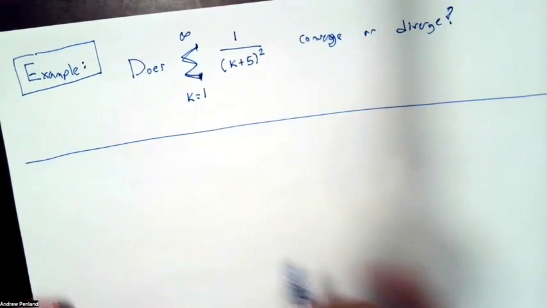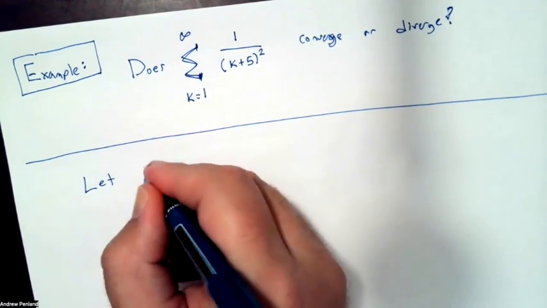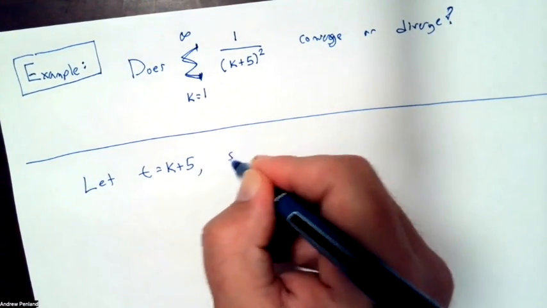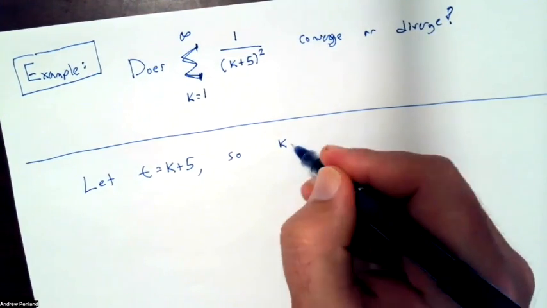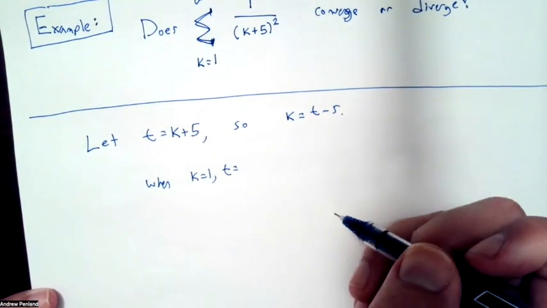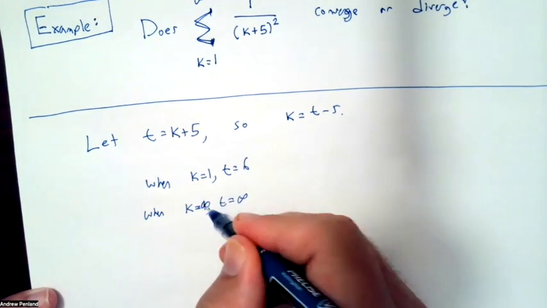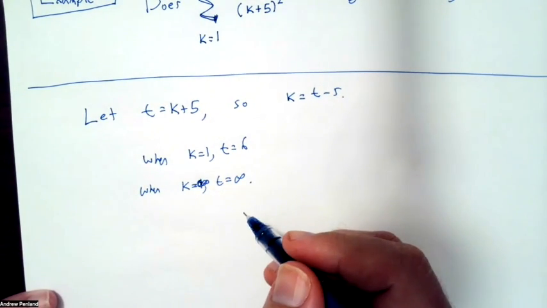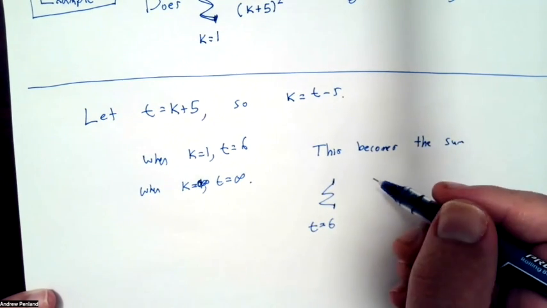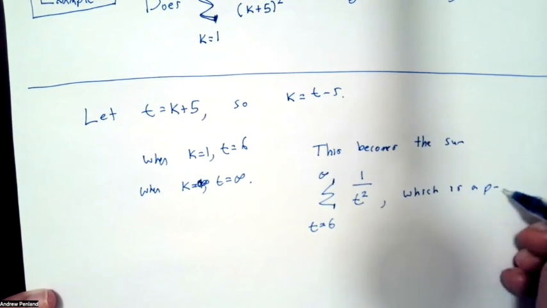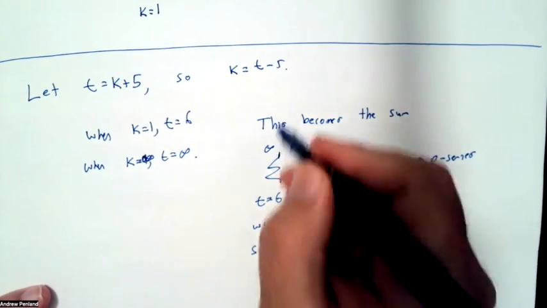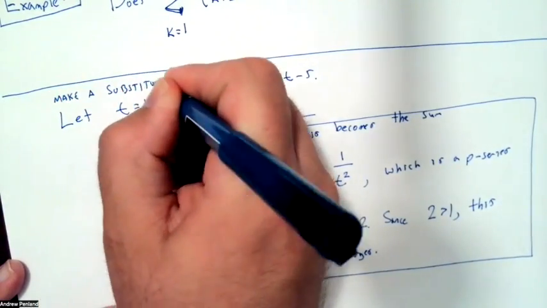Finally, we can look at another problem, looking at the sum from k equals 1 to infinity of 1 over quantity k plus 5 squared. Does this sum converge or diverge? We can introduce a new variable t, which we set equal to k plus 5. When k is equal to 1, t is equal to 6. When k is equal to infinity, t is equal to infinity. Substituting in, this gives the infinite sum from t equals 6 to infinity of 1 over t squared. This is easy to recognize as a p-series with p equals 2, so this series converges.